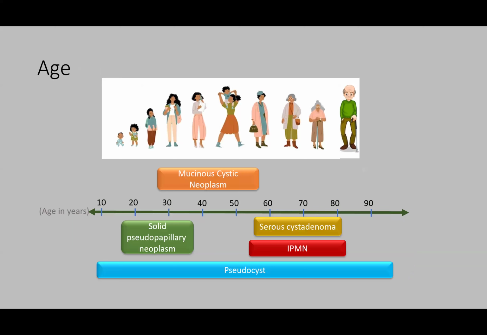Next, we look at the age. Some of these cystic lesions do not have any age predilection, such as pseudocyst, that can occur at any age, while there are some that are staggered in different age groups. For example, the solid pseudopapillary neoplasm is seen in the younger age group, mucinous cystic neoplasm, or MCN, is in the middle age group, and then you have the serous cystadenoma and IPMNs, which are usually in the older age group.